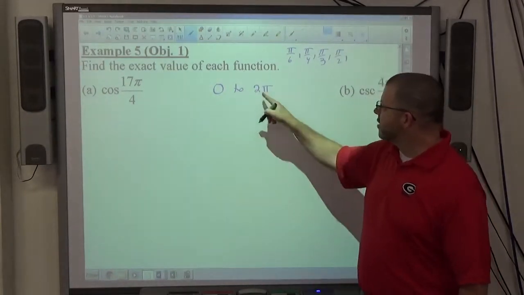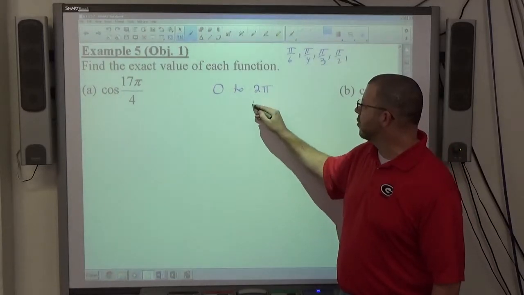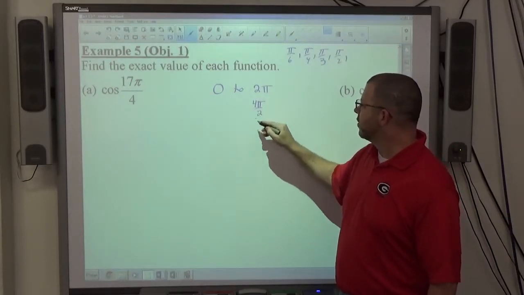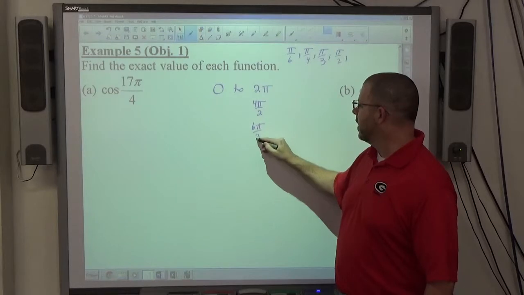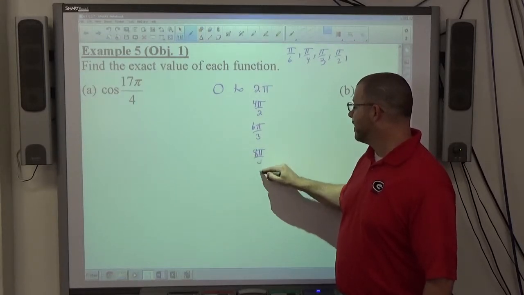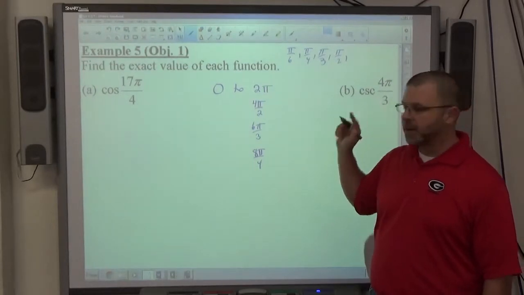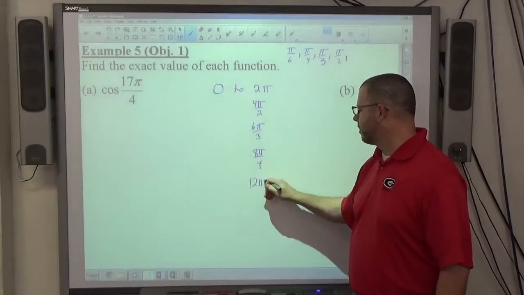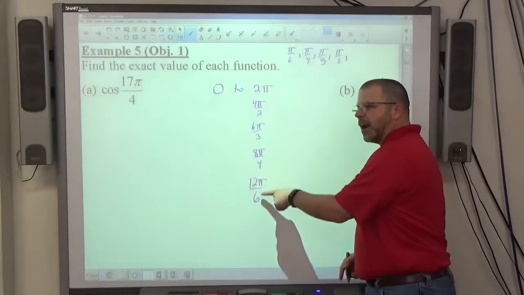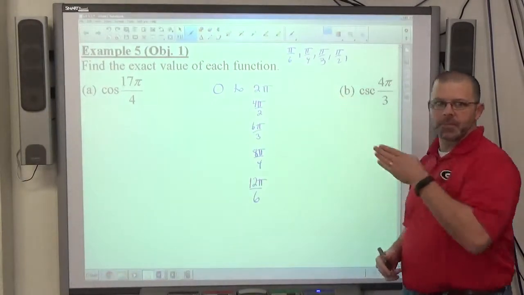Now what I want you to recognize about 2 pi is that 2 pi is the same as 4 pi over 2. It's the same as 6 pi over 3. It's the same as 8 pi over 4. It's the same as 10 pi over 5, which we don't care about because that's not one of our denominators, right? And then 12 pi over 6. Each of these fractions is equivalent to 2 pi, right?